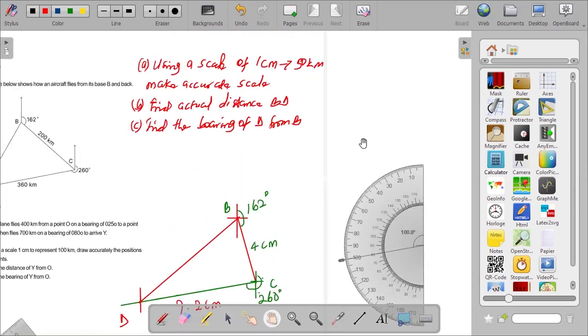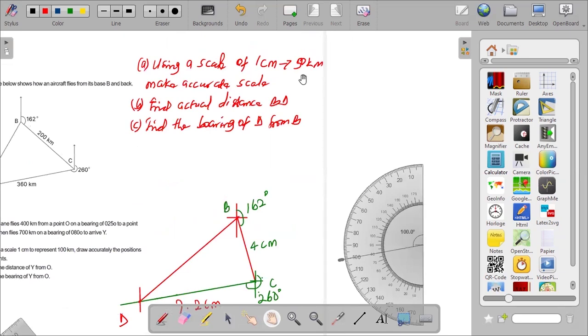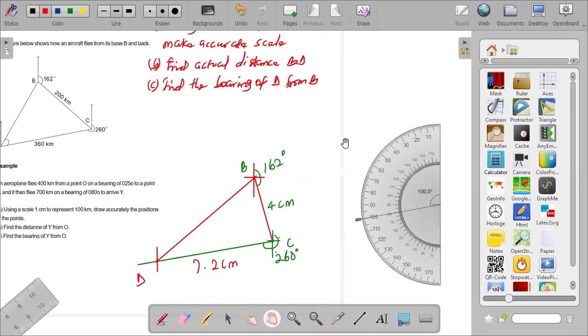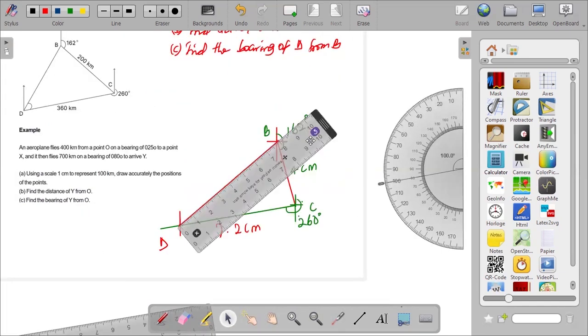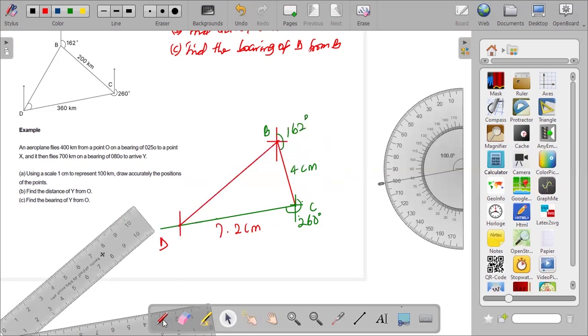First of all, question A. Using a scale of 1 centimeter to 50 kilometers, make an accurate scale drawing. This is the scale drawing. Then question B, find actual distance BD. Distance BD is the length of this line. So let's measure that line. That is 7.9 centimeters. Distance BD is 7.9 centimeters.